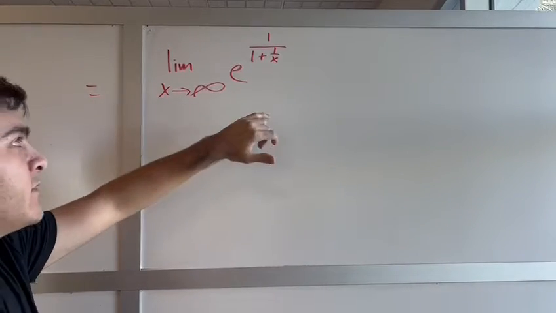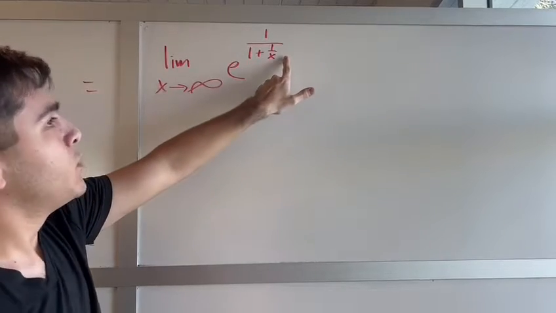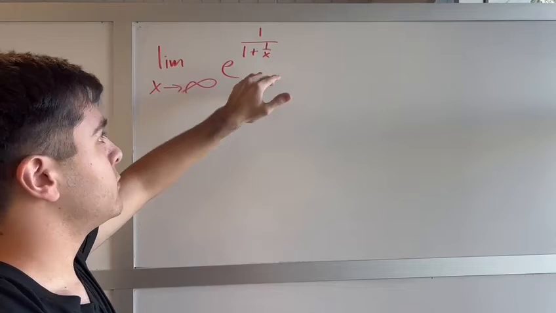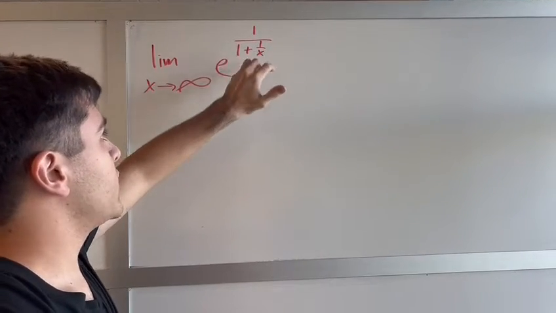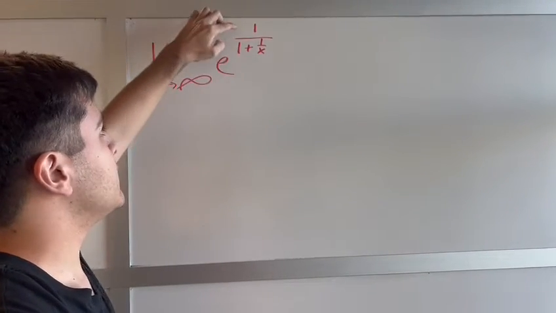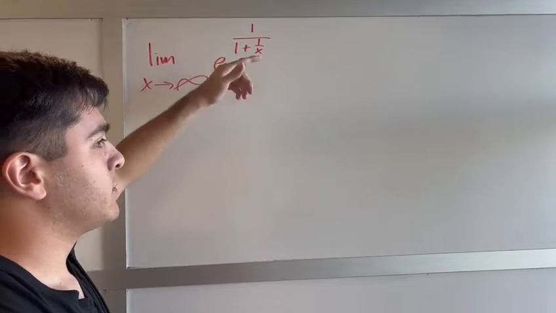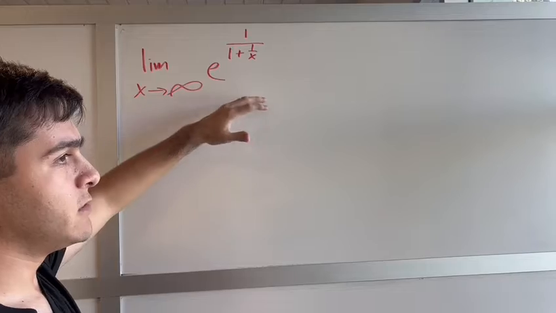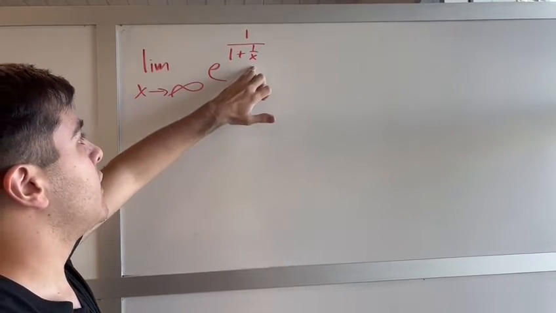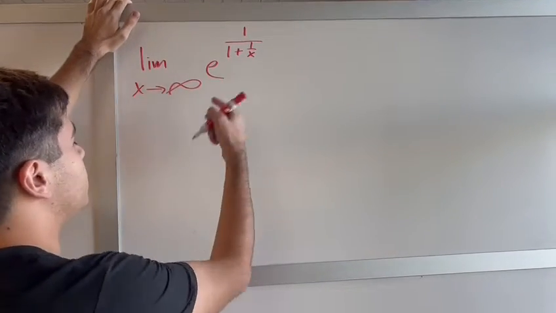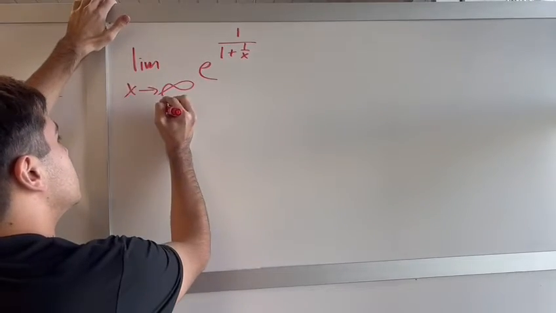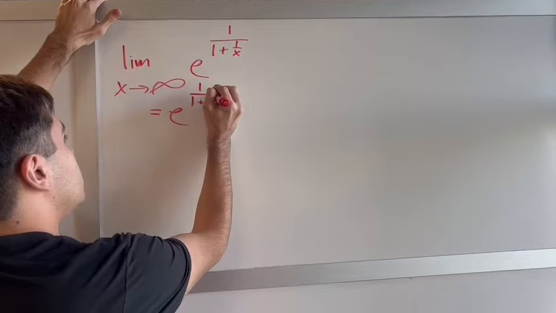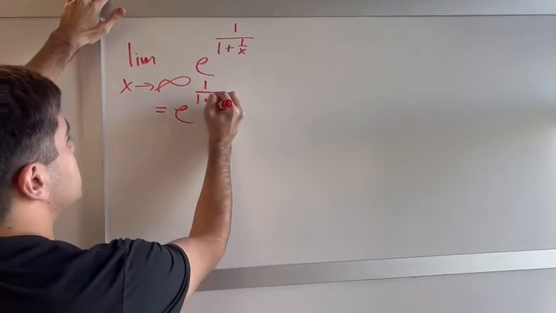Now let's see if we can plug in infinity. If we do that, we have 1 over x, 1 over infinity, and that's going to be 0. 1 plus 0 is just 1, and 1 over 1 is 1. So you end up with something that's determinate. It's not something divided by 0 or anything like that. So if you plug infinity into this, what we end up with is e raised to the 1 over 1 plus 1 over infinity. So this is just 0.